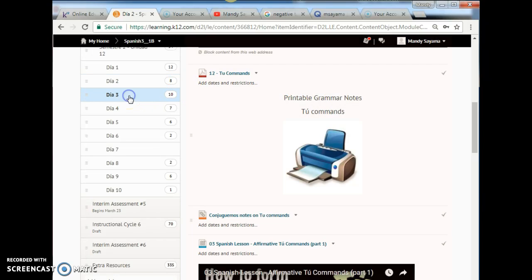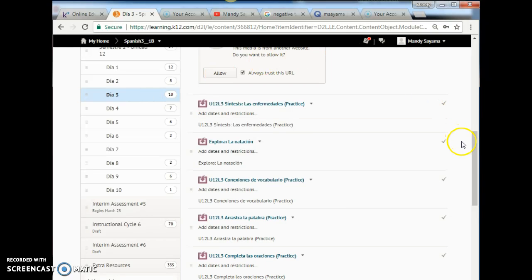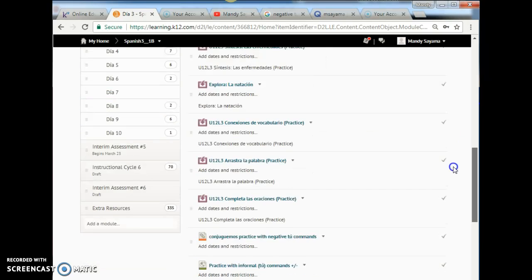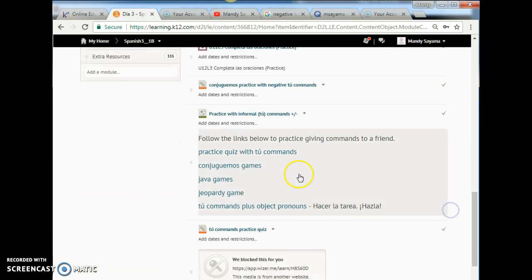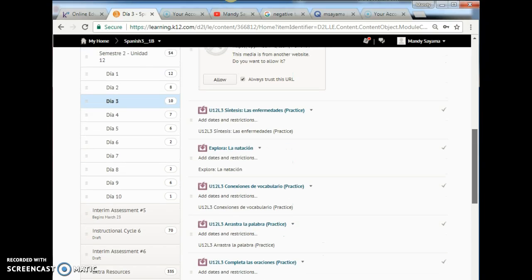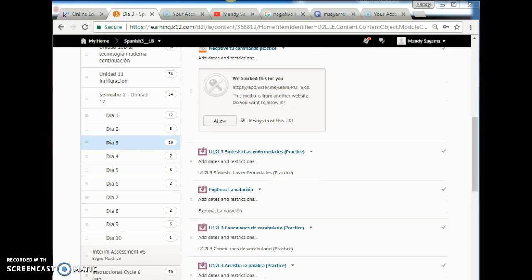Wednesday, tomorrow, el miércoles, you have work with the negative tú commands, some activities. These are some pretty cool games I've found. And then just some more practice with these. And then we will meet back on Thursday to start looking at formal commands. Bossing around people you would call usted and bossing around groups of people. So that's what we're going to work on Thursday. Okay? Let me get back to my PowerPoint.